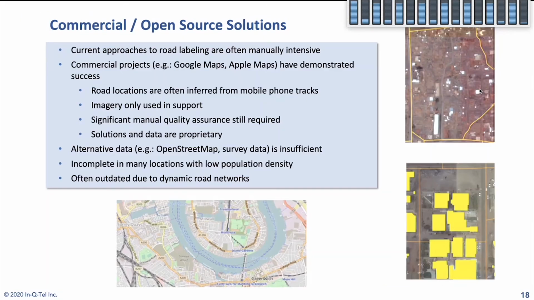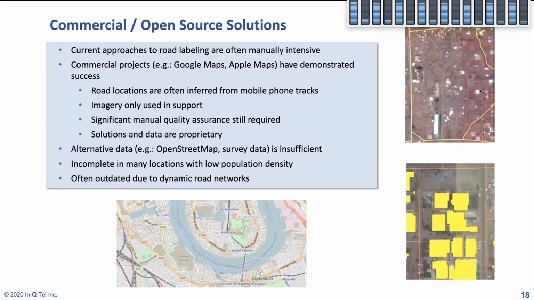So there's also the commercial and open source space, right? We mentioned, of course, earlier, Google Maps is one great option. OpenStreetMap and Apple Maps are also options. Those have a lot of manual labeling, actually, behind the curtain, so that can be a time issue. Road locations are often inferred from mobile phone tracks, which is a great option if you can do it. But if you don't have cell coverage, it's a rural area, or cell phone networks are down because of a disaster, etc., this isn't going to work very well. And solutions data are often proprietary, which obviously can impinge on your ability to deploy such things.